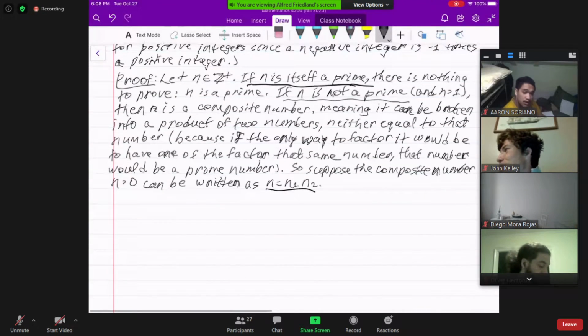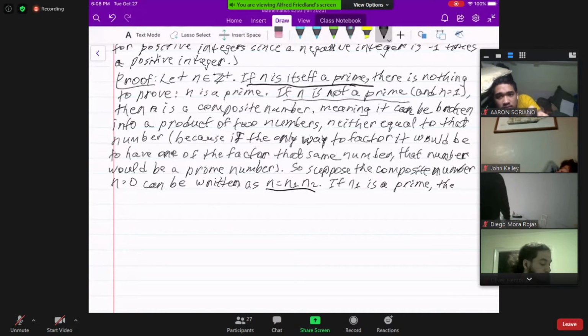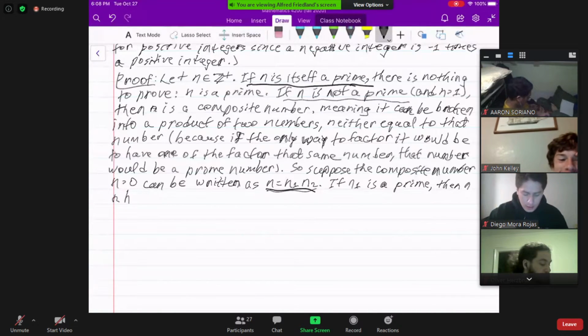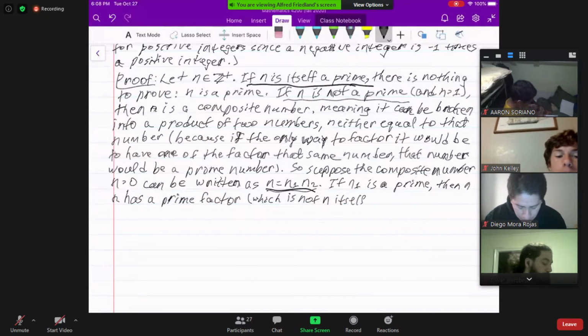Well, okay. I could work with either n sub 1 or n sub 2 or both, but it's sufficient to work with n sub 1, so I'll just work with n sub 1. So if n sub 1 is itself a prime, then n, here it is underlined, then n has a prime factor, n sub 1. And again, but we just showed this lemma.